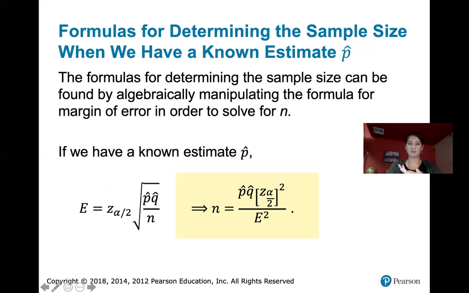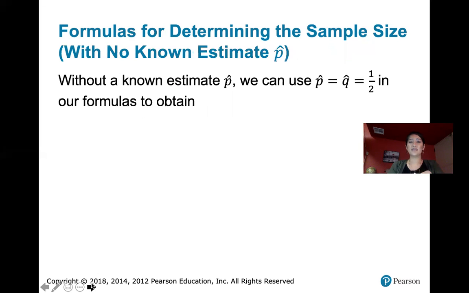With just a little bit of algebra, dividing both sides by Z sub alpha over 2, then squaring both sides to get rid of the square root, then cross multiplying, and then dividing by E squared, we're able to get that sample size by itself. So all we need in order to find the desired sample size that goes with the degree of confidence and the error that we want is to find that Z-score, fill everything in, and solve for n.